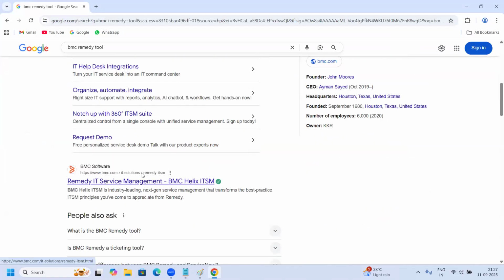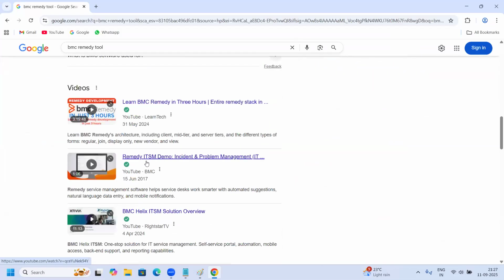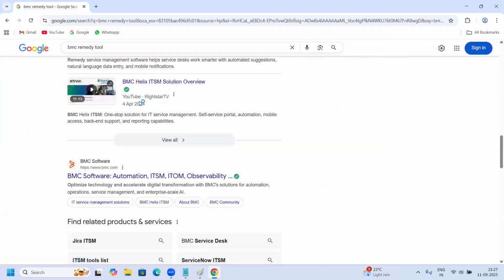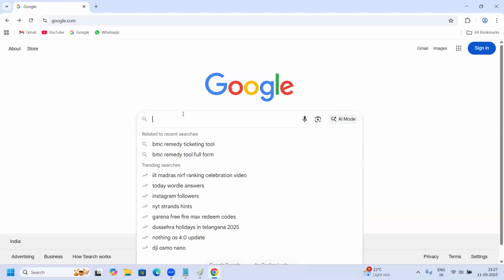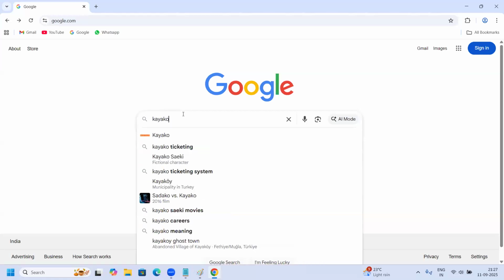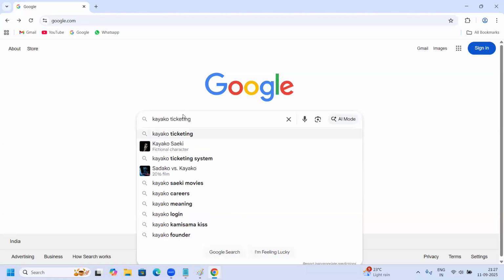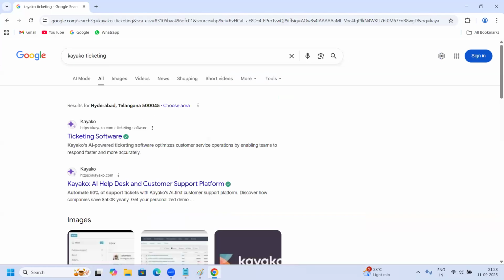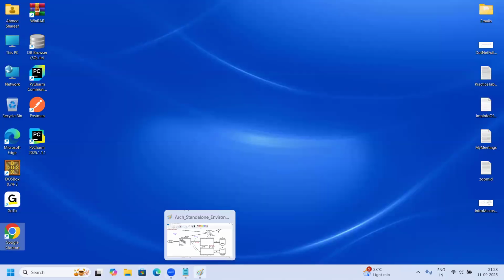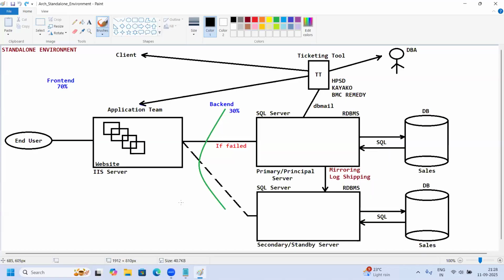PMC software, okay, that is one tool we have. Similarly, there is another tool called Kayako ticketing, Kayako software, ticketing software. So now what exactly do you want to do with them? Whenever you install these tools, they will help you.